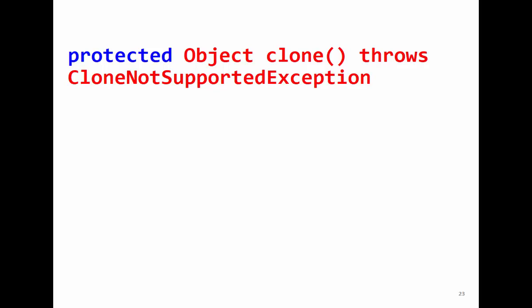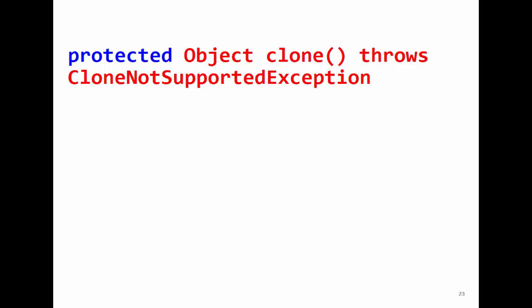Let me just help you. What is the access modifier for this? Is it public, private, or protected? It's protected. It's different compared to equals, hashCode, and toString. All these methods are public, but this is protected. Okay? It's different. Now, what is the return type?